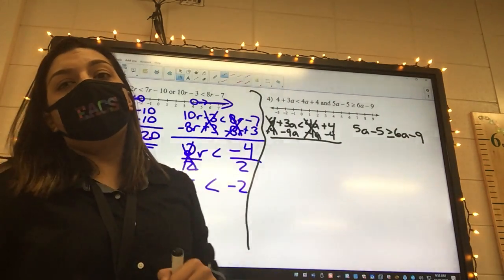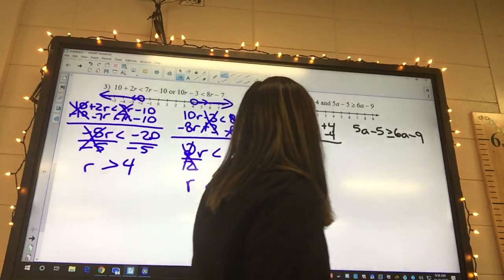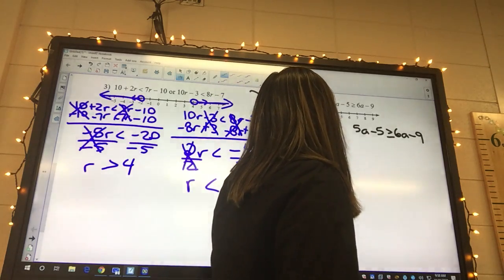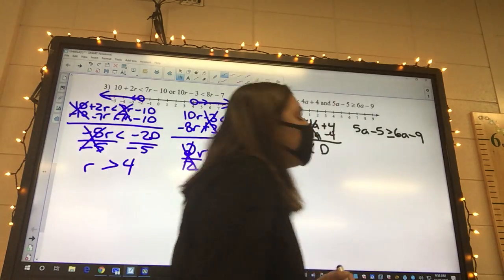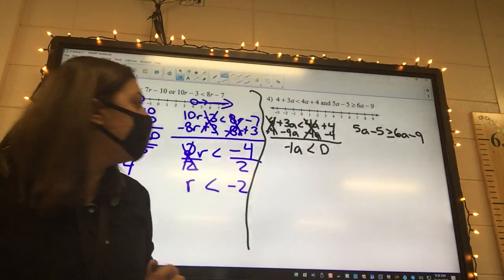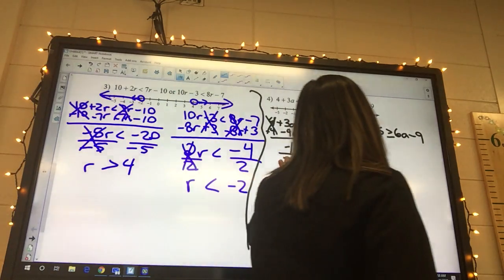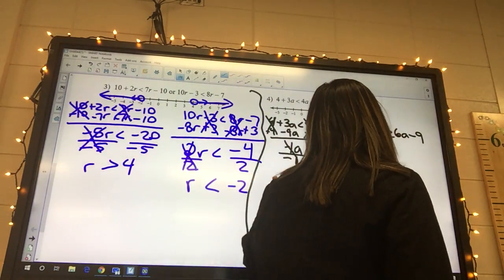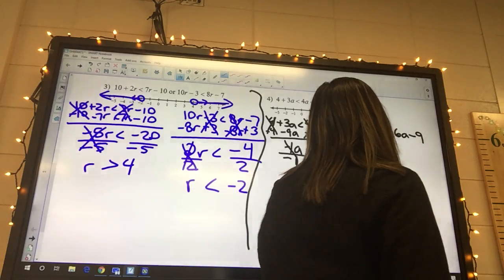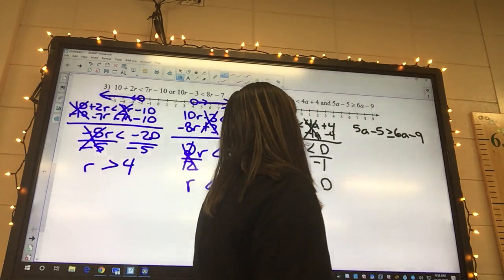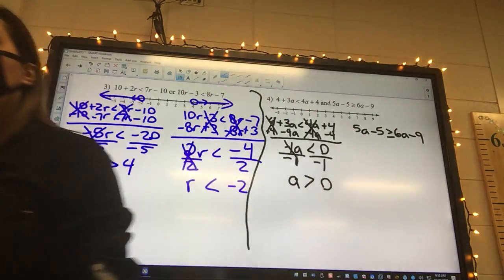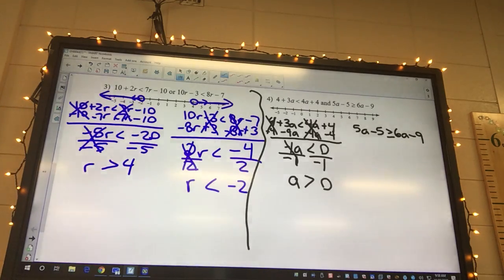Okay, so for 3 minus 4a, I'm gonna get negative 1a is less than 0. And my last step is gonna be to divide by negative 1. So a, and it's still gonna be 0, but I do need to flip my sign. Okay, so with the zeros, be careful that you don't skip that extra step and say, well, anything is still going to be 0, because it is, but you got to make sure that you flip still.